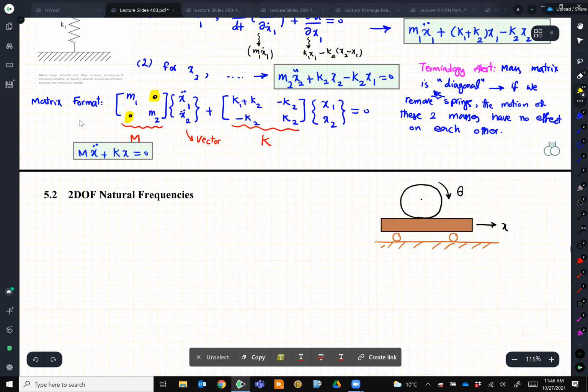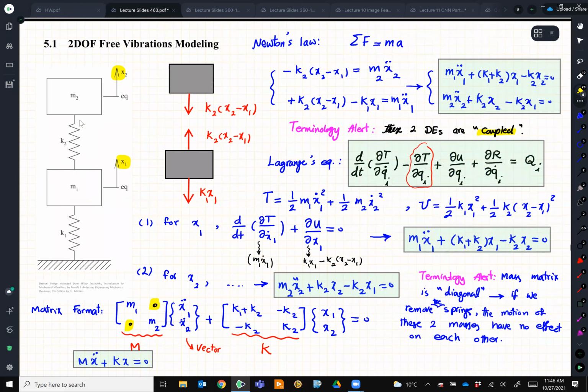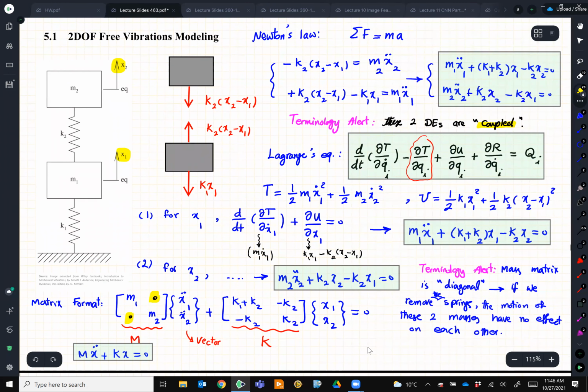So let's go back to the same things that we had here. Now let's take a look at the stiffness matrix.